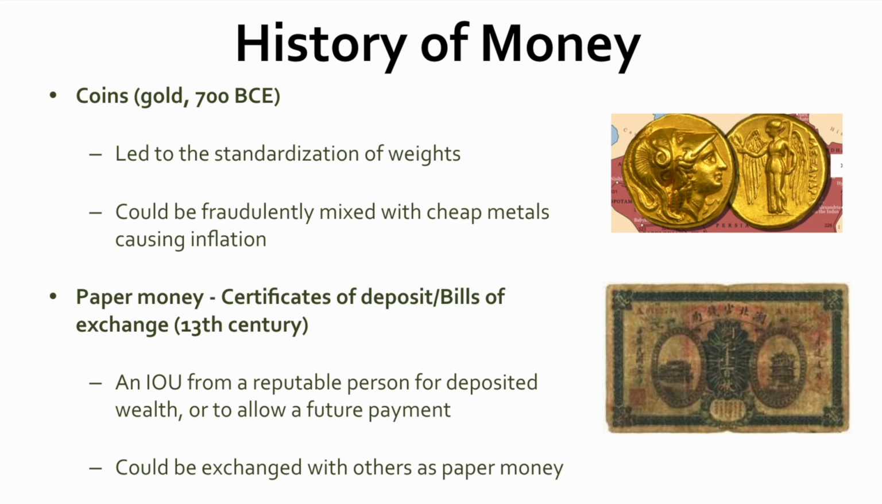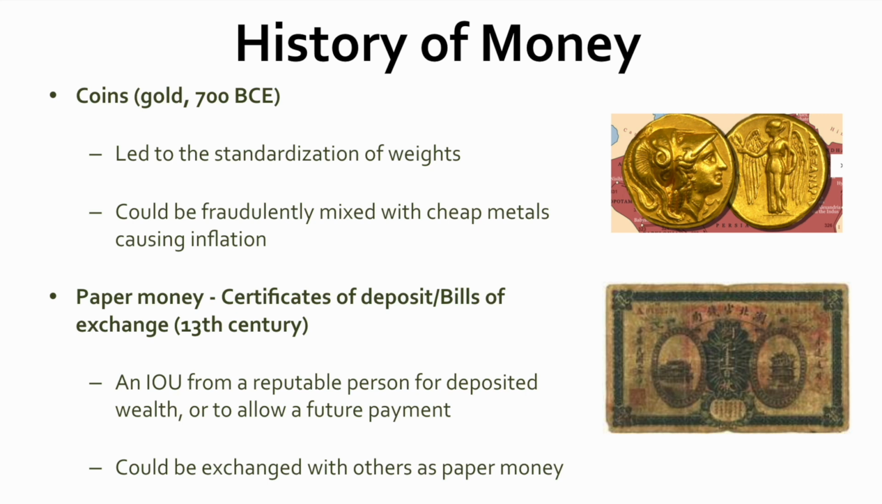Unfortunately, what we saw was a lot of people used to melt them down and add cheaper metals to them. So the gold coins would be melted, lead added to them, and they would effectively be devalued. And this led to inflation because people insisted on more money to buy certain things.